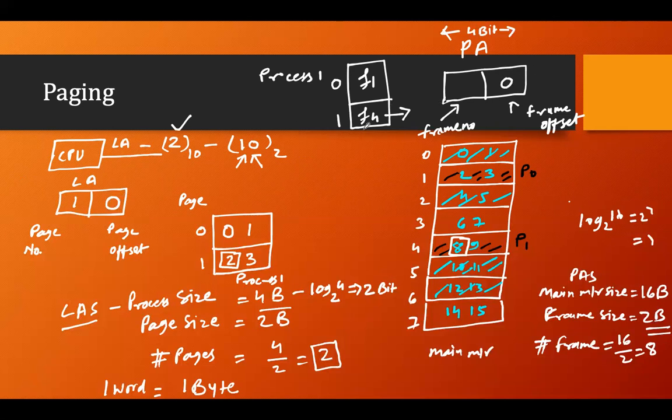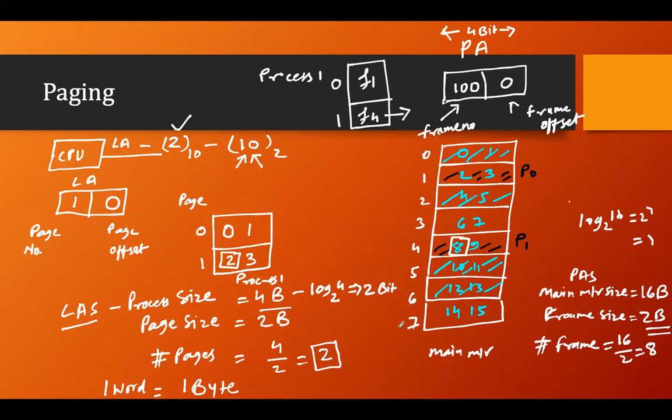And the frame is 4. So how do we represent 4 in binary? It will be 2 to the power of 2, so it will be 1, 0, 0. So 4 will be represented as this, and the offset will be represented as this 0. And you got 4 bits: 1, 2, 3, 4. So 3 bits are for the frame number and 1 bit is for the offset.